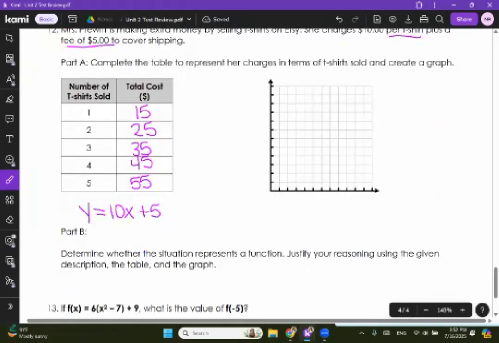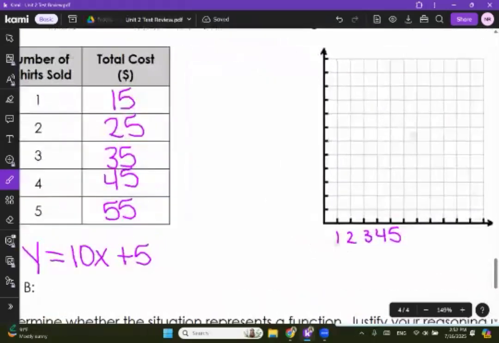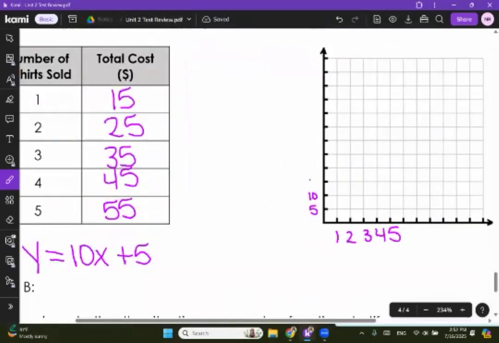So the first thing they want you to do is graph it. Now, because we have such high y values, I think I'm going to use these as intervals of fives. 1, 2, 3, 4, 5. But then this part, 5, 10, 15, 20, 30. Okay, so we get 1, 15; 2, 25; 3, 35; 4, 45; 5, 55. That ends up giving us a straight line.